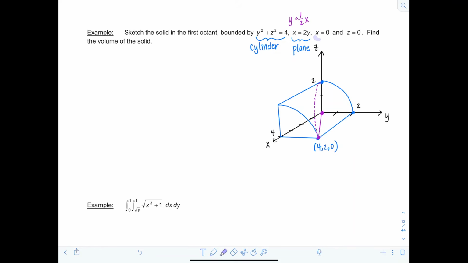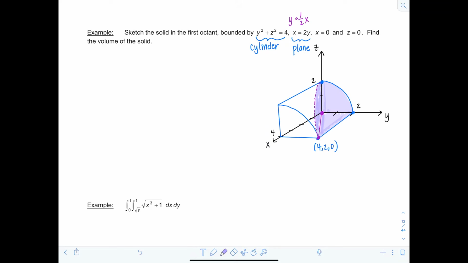Also, x equals 0 is bounding the region. So x equals 0, that's the YZ plane. Okay. So back here. And then z equals 0, so that's the xy plane is bounding it. So we've got this portion here, and then this like curved portion, which is getting cut by the plane x equals 2y.